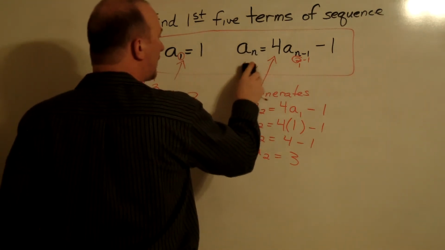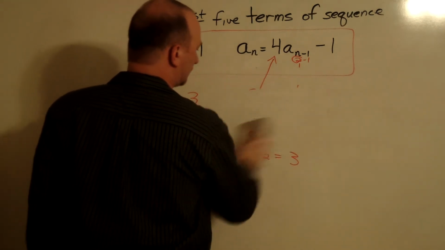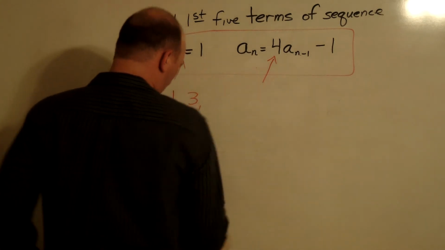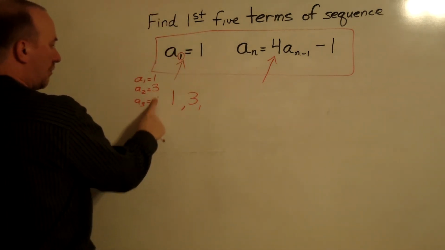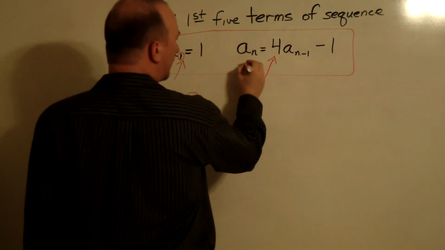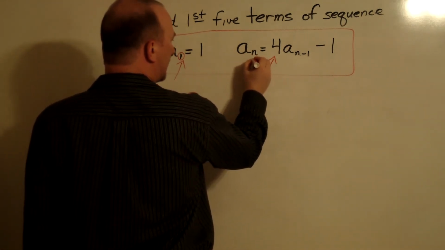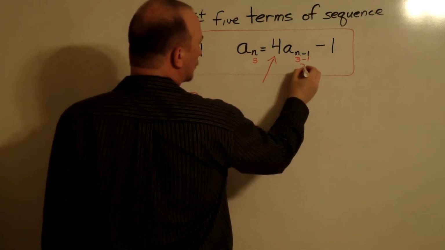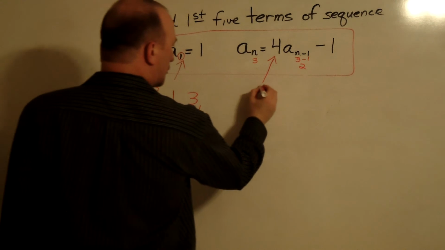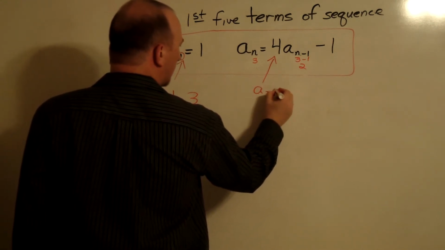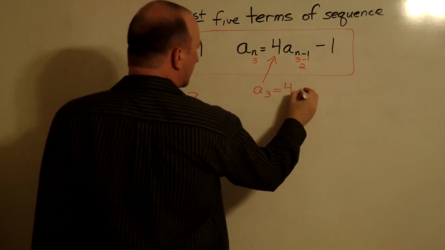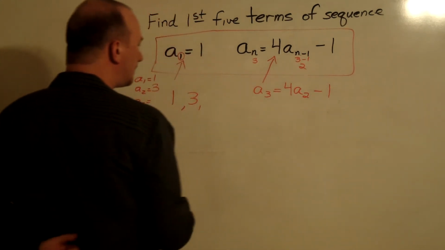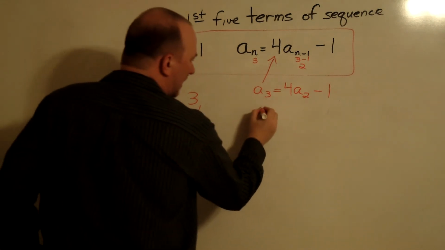So in our generating function, what we do is in place of that n, remember we put 2 for the second one? Right now we're going to put 3 in for n. So instead of an n, it's going to be a 3. So this will be 3 minus 1, which will be a 2. So this will read A sub 3 equals 4 times A sub 2 minus 1. This will give us the third term.